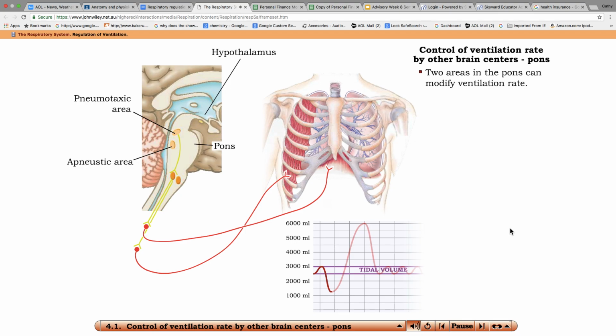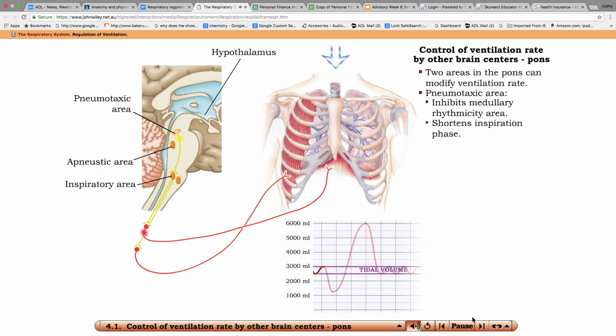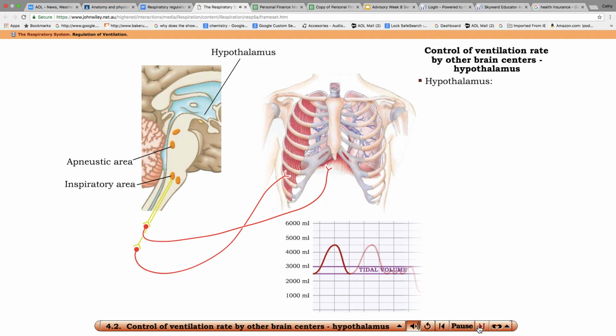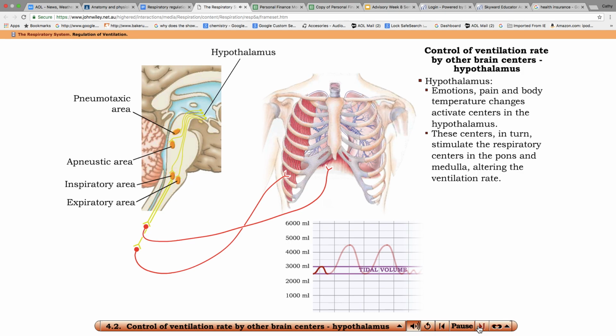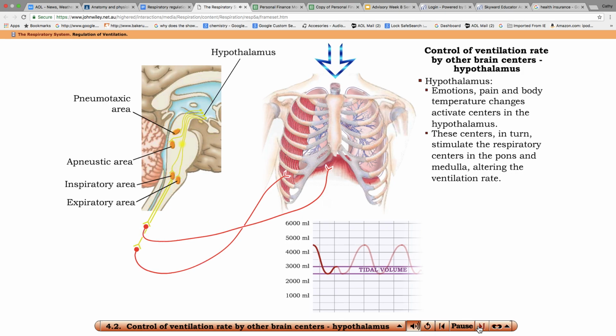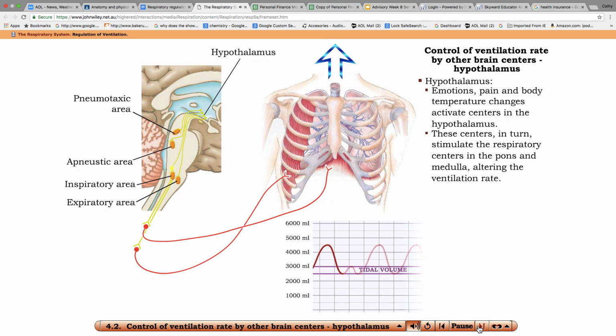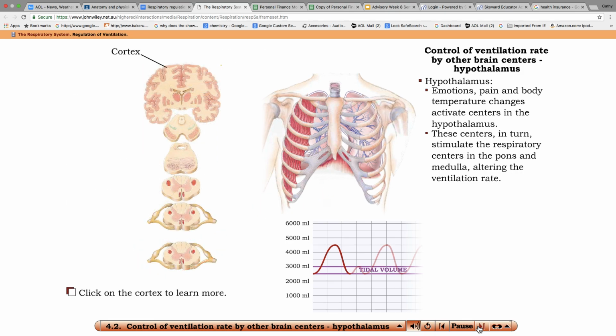Some other controls. The two areas in the pons you do not need to know, but they help regulate your breathing rate with the medulla. There was a question on the hypothalamus. The hypothalamus also plays a role in ventilation. What does your hypothalamus influence? Emotion, pain. It's up on the screen right now. Pain, temperature changes, emotions. Those things also affect your breathing rate.